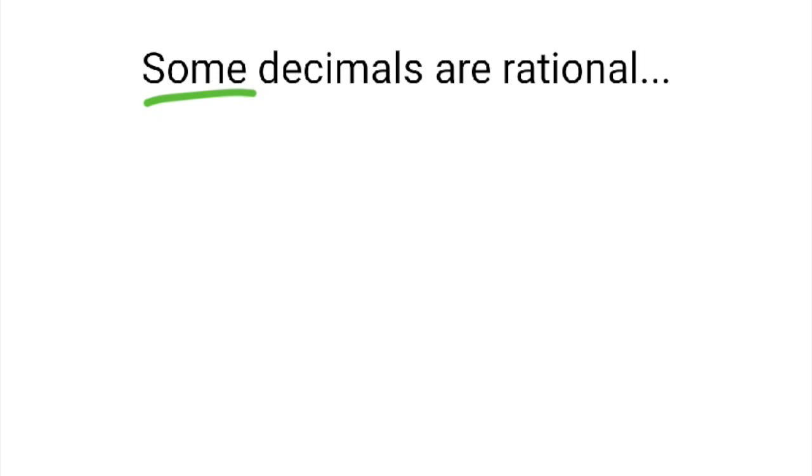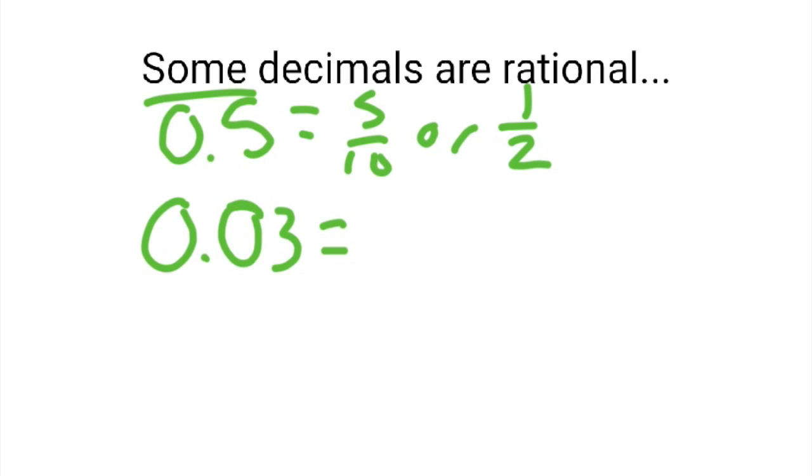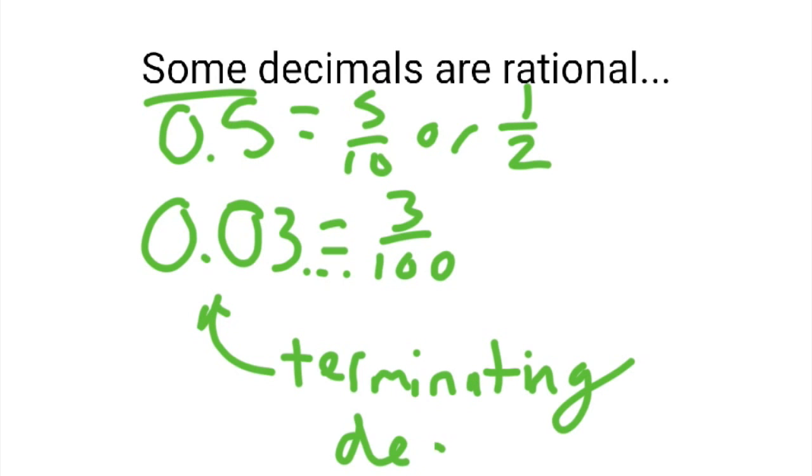Now, some decimals are rational, but not all of them are rational. Obviously, the easy decimals are rational, like half, because that is the same thing as 5 out of 10, or a half. Also, 0.03, that's going to be rational because we can rewrite it as this fraction. And what you notice about all of these is that they end. The decimal doesn't keep on going forever, and these are called terminating decimals because they end.